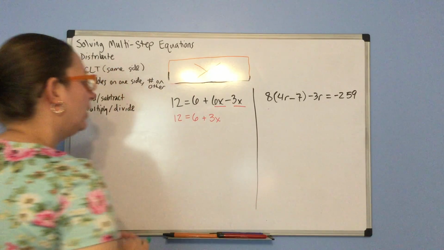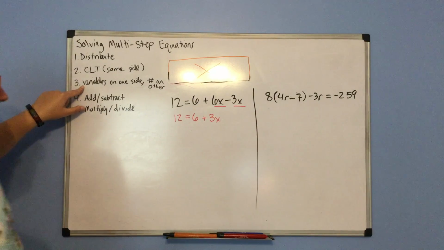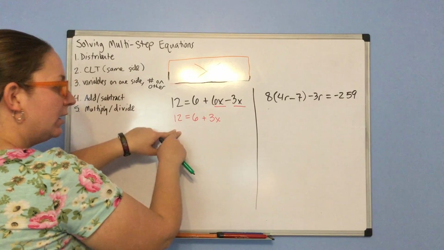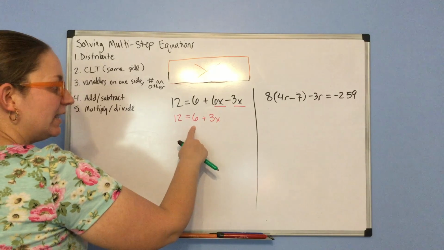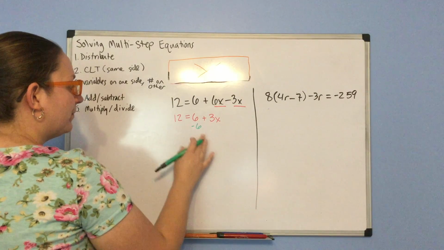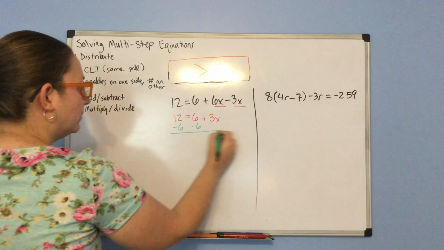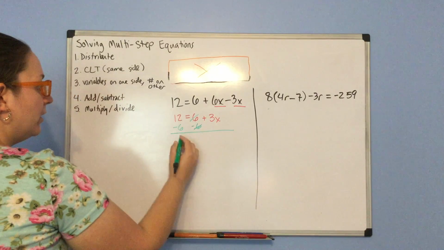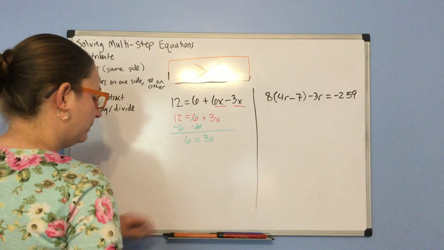Okay. From here, we want to get variable stuff on one side, number stuff on the other. My only variable term is here, which means all of my numbers need to go to the opposite side of the equal sign. I need to undo this 6. It's a positive 6, so to undo adding 6, I subtract 6. Anything I do to one side of the equal sign, I also have to do to the other. Here, 6 minus 6, these cancel, that's what we wanted. 12 minus 6 is 6, equals 3x.